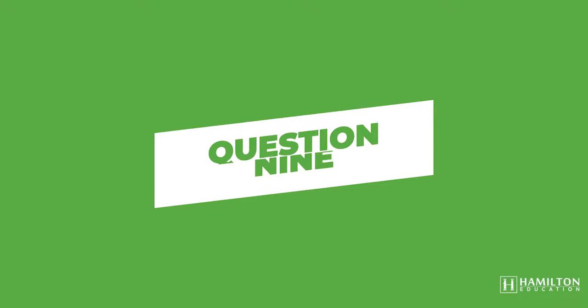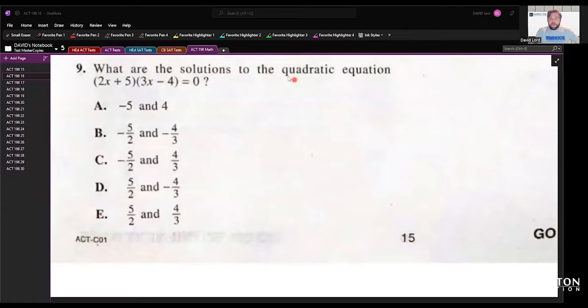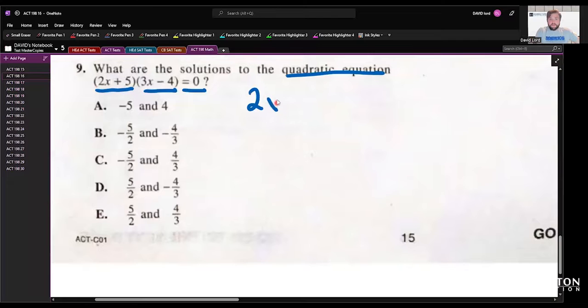Question number 9. What are the solutions to the quadratic equation (2x + 5)(3x - 4) = 0? Since this quadratic function is already set equal to 0, we can go straight to solving for the factors. So I'm going to write 2x + 5 = 0, and that will give me x = -5/2.